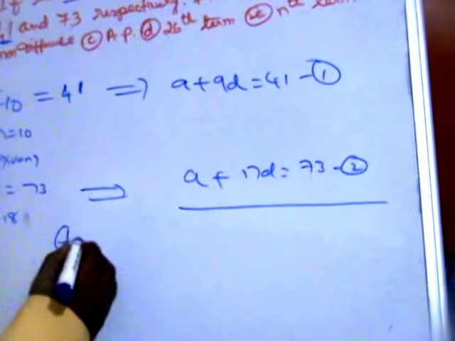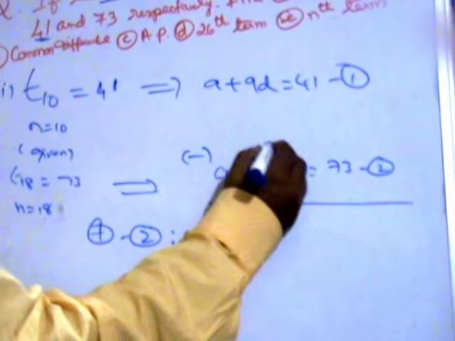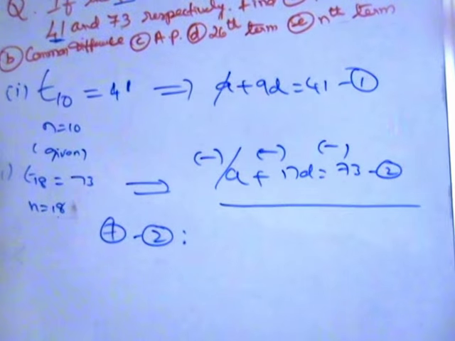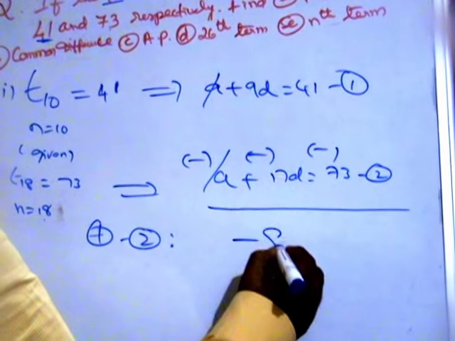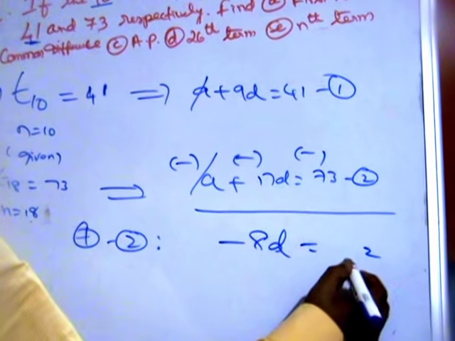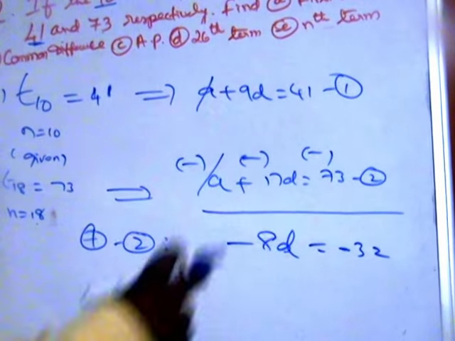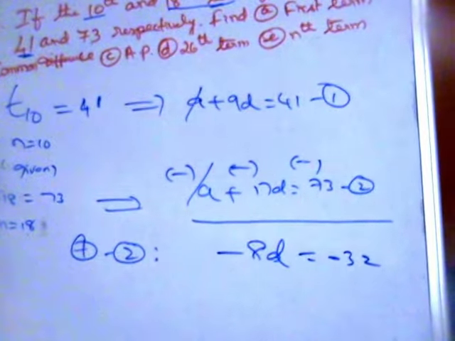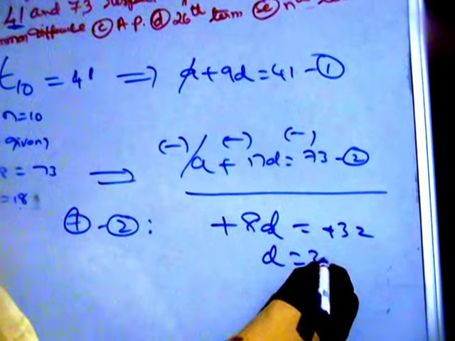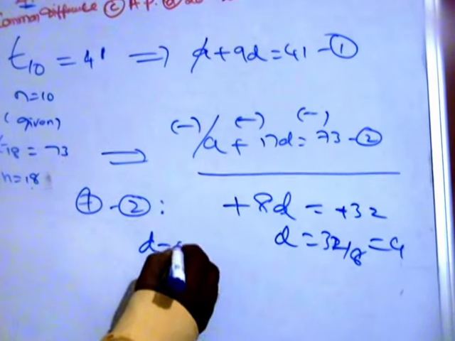You put 1 minus 2 and put 2 dots. When you subtract, the bottom will all change the signs. A will get plus a and minus a will get cancelled. 9d minus 17d is minus 8d. And 73 minus 41 is 32. Remember, when minus comes on both sides, you can make it plus. So d is equal to 32 by 8, which is equal to 4. D is equal to 4.